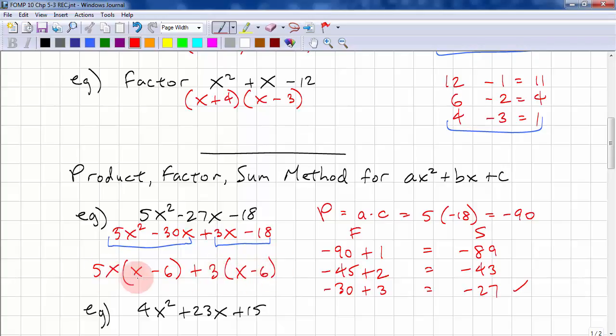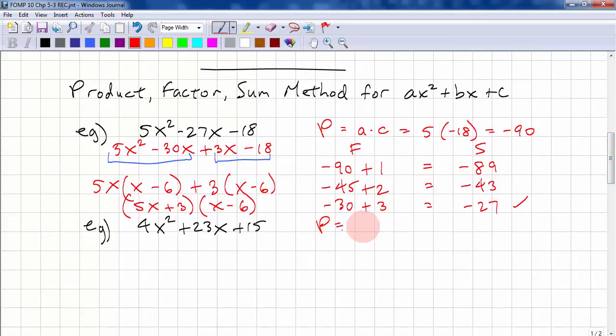And as before, we see a common factor here, so we can combine the monomials in the front. 5x plus 3, x minus 6. And that completes that question.